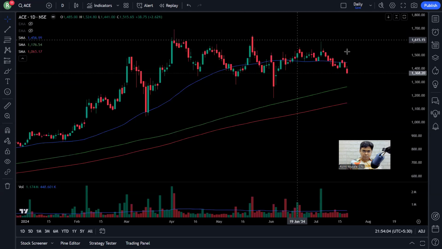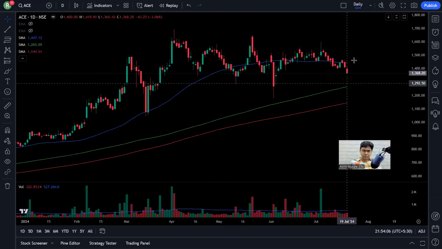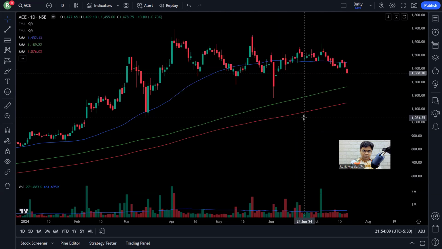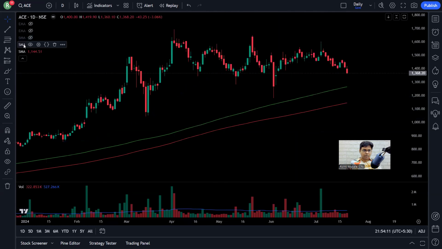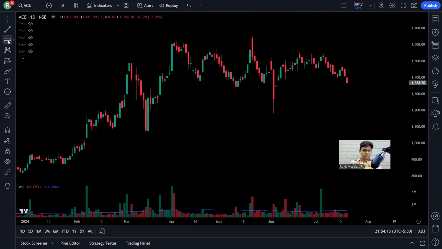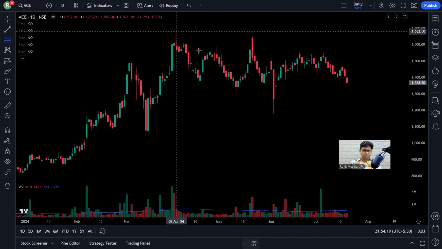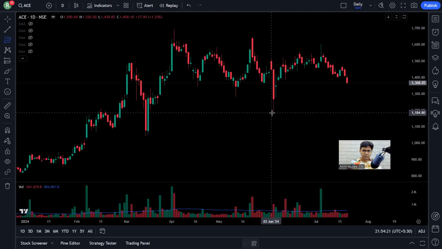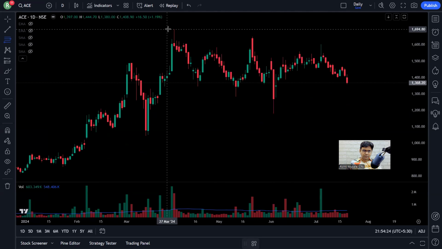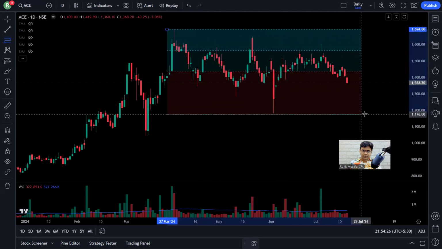And I want to draw a base around here. This is the consolidation. That's the base. So I want to draw a base. So what I will do is I will go to this Fibonacci retracement tool. I will select this Fibonacci. This is 0.1. This is 0.2. These are the two extremes of the base. So I will just connect these two. Okay.